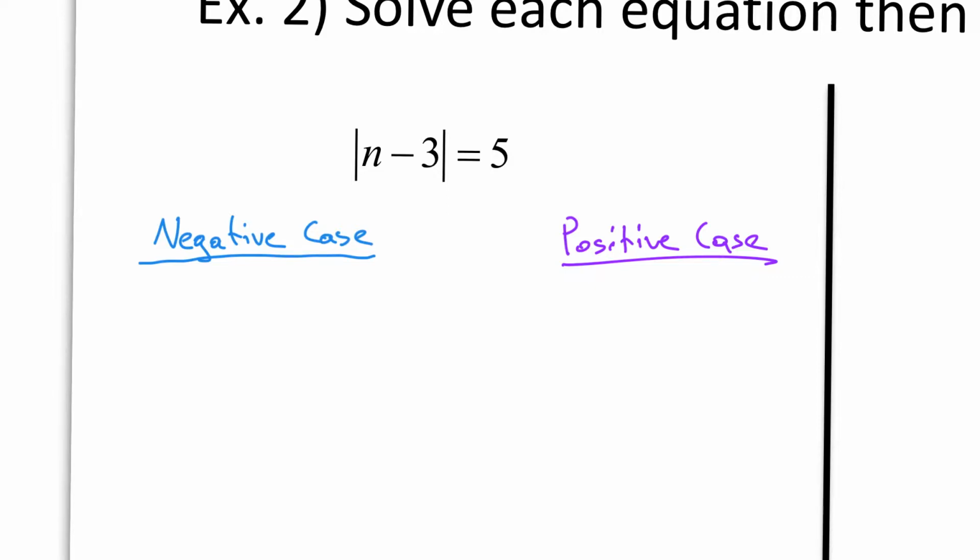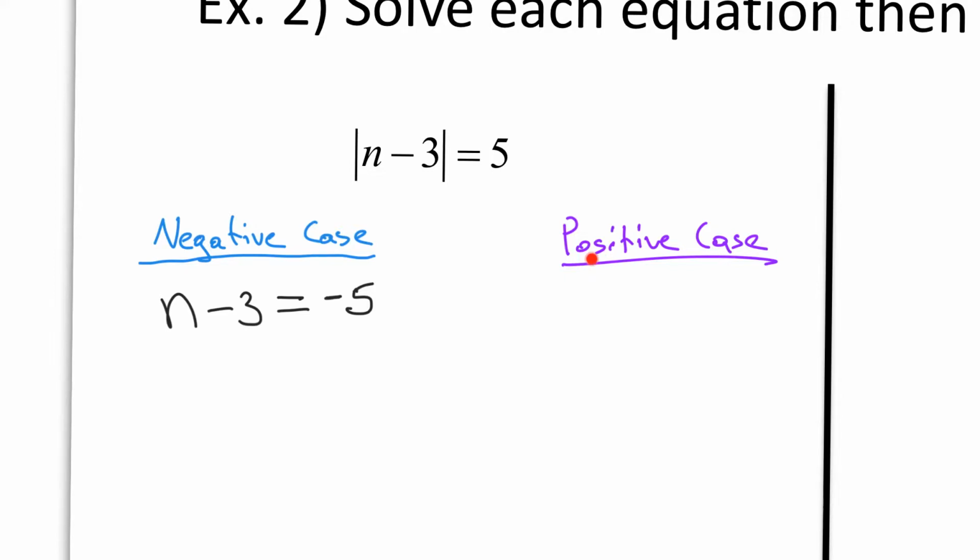The way we set up our two cases, I have a negative case on the left side and a positive case on the right side. We are going to take what's inside of the absolute value. We're not going to use those vertical lines anymore. I'm just going to copy what's inside, n minus 3, and I'm going to set that equal to a negative number from this side. So that'll be a -5. And let me explain why we use a -5 here. Because if you think about it, the absolute value of -5 is 5. So this number can go inside of the absolute value.